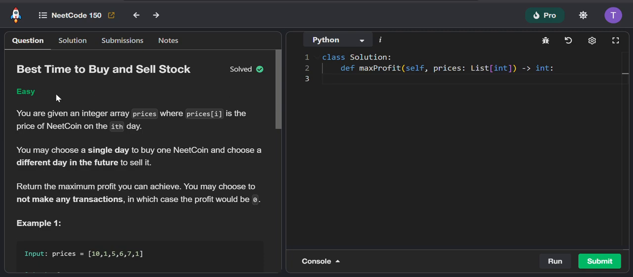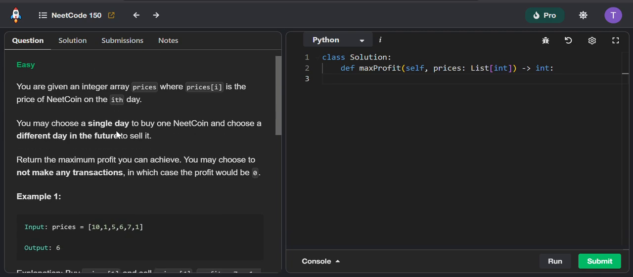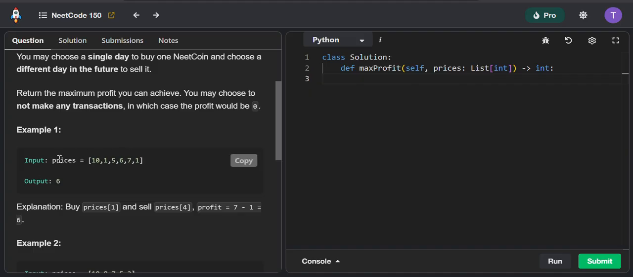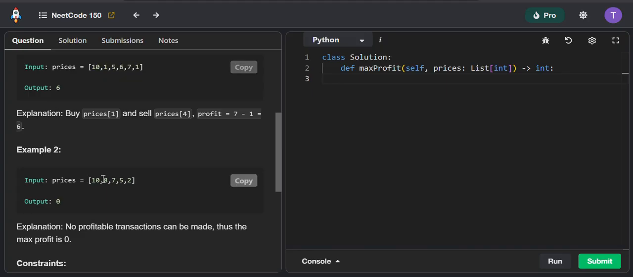Number 115 of NeetCode 150, best time to buy and sell stock. In this problem, the input is an array of integers representing the price of a stock at every day or every hour. Basically, we have to buy at the lowest possible price and sell at the highest possible to make the most money. There will be an edge case where the array is in decreasing order, so you cannot make money during this time.